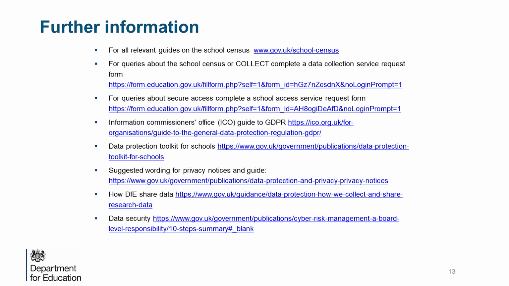The Data Collection Help Desk issues regular email bulletins before and during the data collection period. These bulletins provide important messages to help schools make a successful school census return, and so please ensure you read the information carefully.